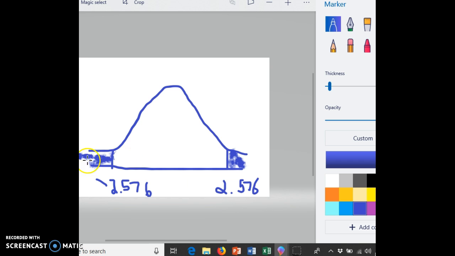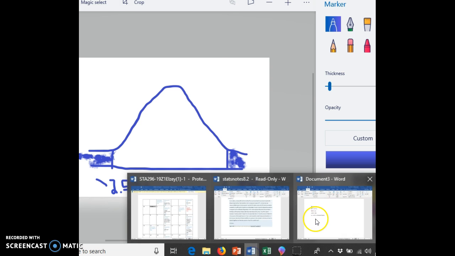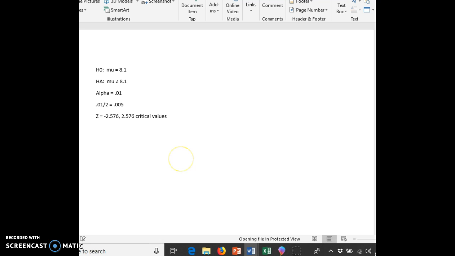All right, so in a moment, we're going to do our test statistic using the formula that we used in the last one. If our test statistic either falls to the left of negative 2.576 or to the right of positive 2.576, it will be in a rejection region, and we will reject the null. So let's go back and make that calculation. Recall, we're going to use the same formula we've been using all along: x bar minus mu over the standard deviation divided by the square root of the sample size.